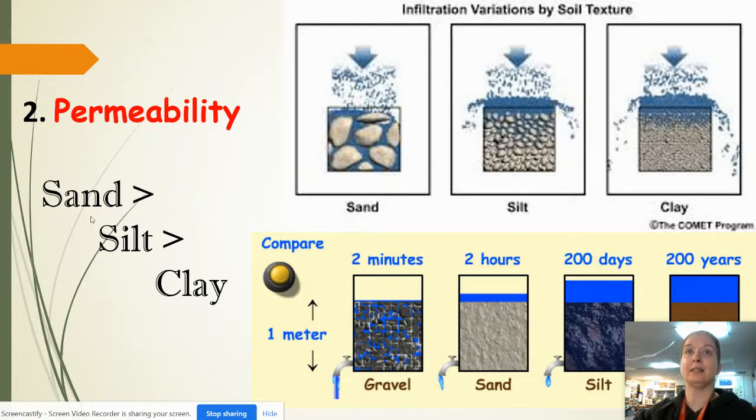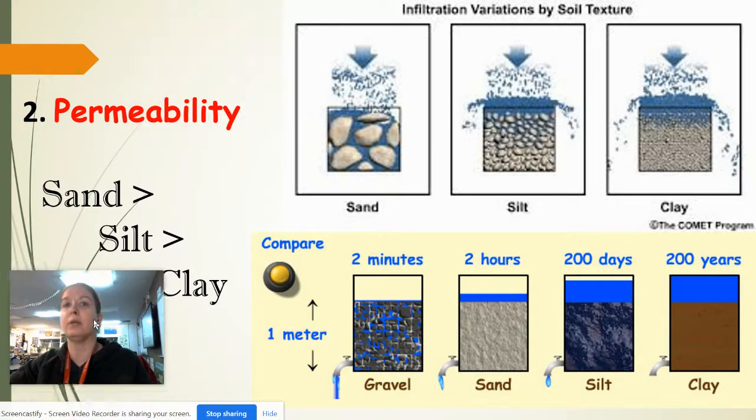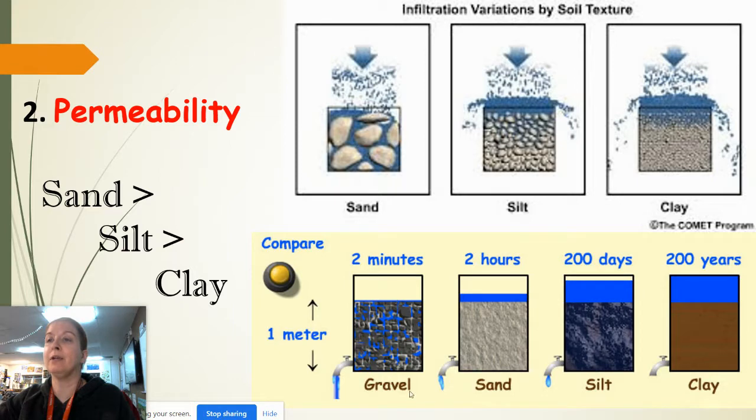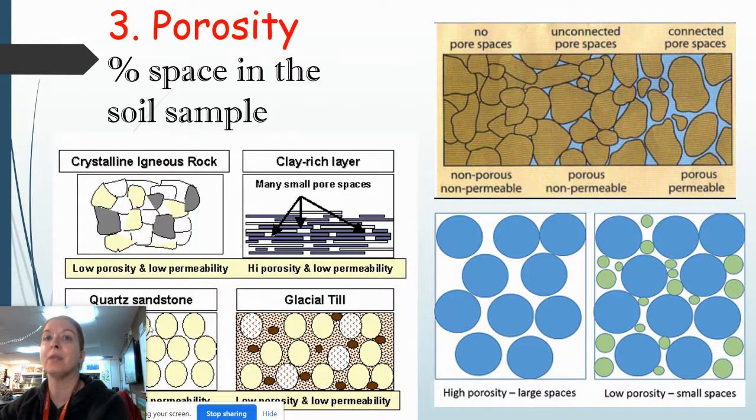Permeability. Once again, sand is more permeable than silt, which is more permeable than clay. This is how quickly water can go through it. So if I have a meter of gravel, sand, silt, and clay, and I dump water on top, it will take 2 minutes for the water to go through the gravel, about 2 hours to go through the sand, 200 days to go through the silt, and 200 years to go through the clay. So it definitely takes a long, long time. Clay is not very permeable, which comes in handy for stuff I will talk about in a second.